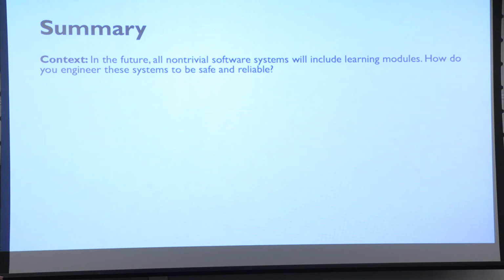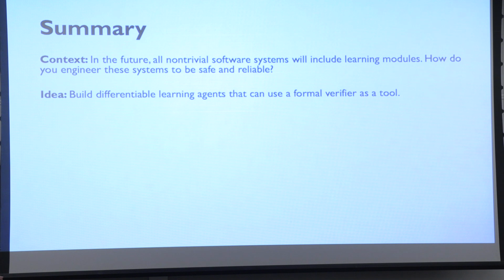Now, to summarize this part of the talk, and then I will talk a little bit about something else, what I was originally planning to speak about next. To summarize this part of the talk, in the future, all non-trivial software systems will include learning modules. So how do you engineer these systems to be safe and reliable? This is a big question. And I think that this idea of metacognition is very powerful when you are trying to address this kind of practical question. And the idea that we can bring from the formal methods world is letting the learner have access to a formal verifier.